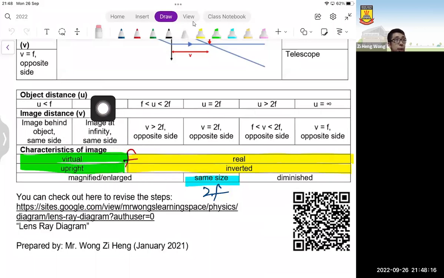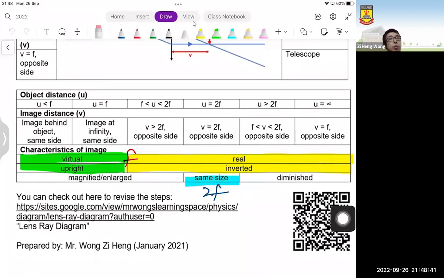You notice that anything that is less than F, you always get virtual upright. More than F will be real inverted. Why do we mention 2F? 2F is a special thing. Anything less than 2F will be magnified and enlarged. Anything more than 2F will be diminished. Anything that's 2F, then you'll get the same size.